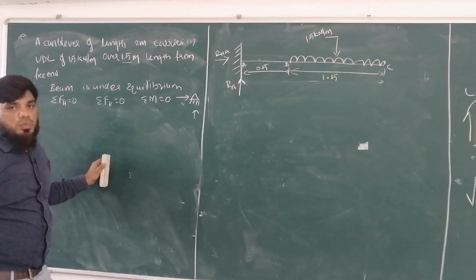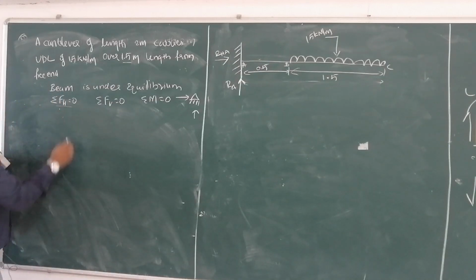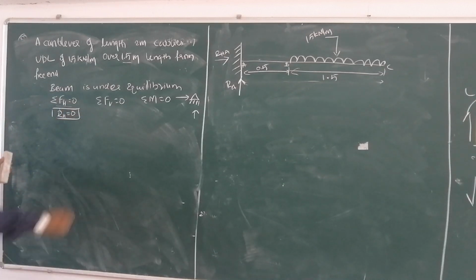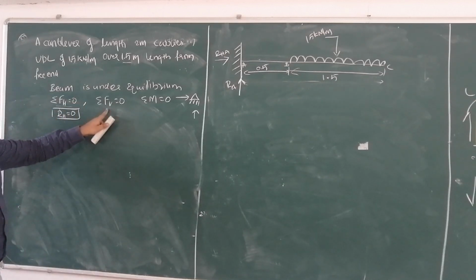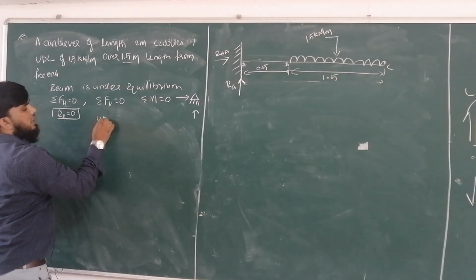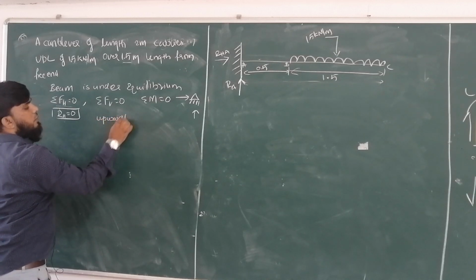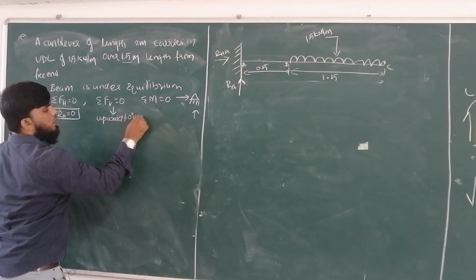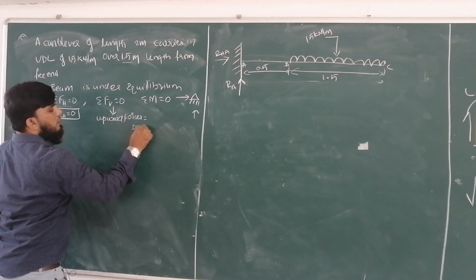Clear? So when you take the summation of horizontal forces equal to 0, no horizontal force is acting in this problem, so the horizontal reaction should be equal to 0. Clear? That is the first equation. Next, the summation of vertical forces about point A should be equal to 0. What that means is that the upward forces should be equal to the downward forces.